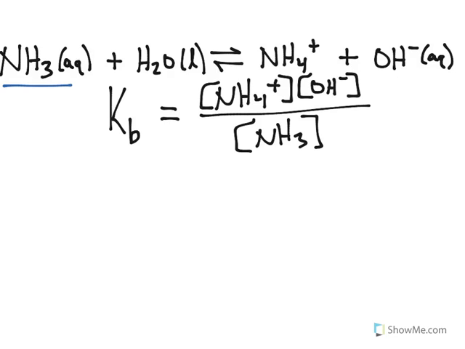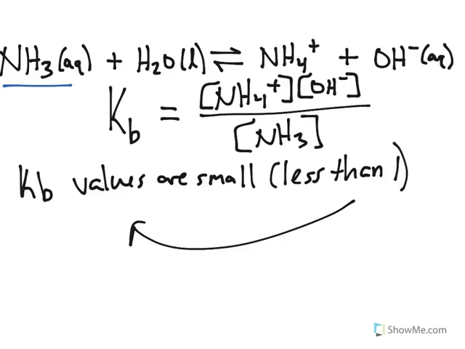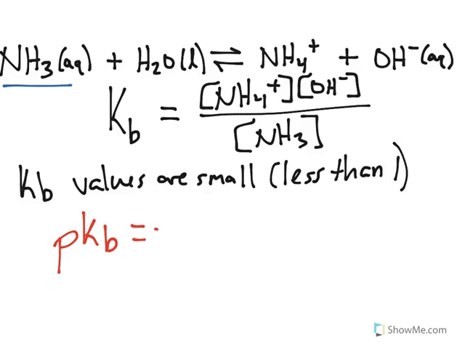Just like on the Ka values, your Kb values are small. And by small, we mean less than 1. Because these are weak bases, the left side is going to be favored, so that supports a K value of less than 1. And just the same, you can take the negative log of that Kb value in order to find pKb.